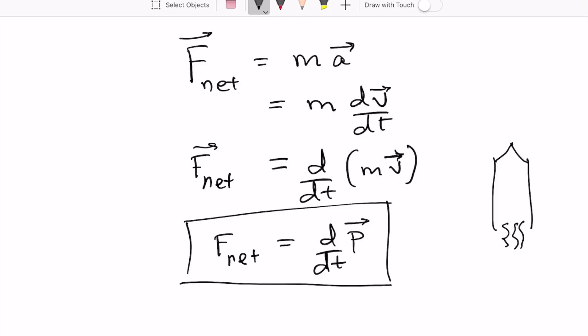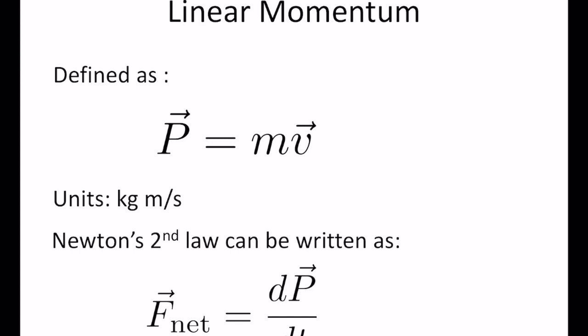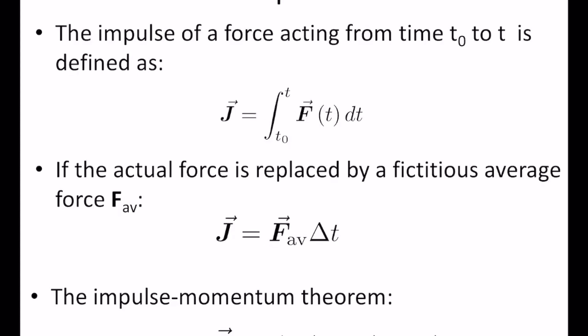All right, now let's define a new concept. So we'll keep coming back to momentum, but let's just learn about a new concept now. And that is the concept of impulse. So the impulse of a force which acts from a time t0 to t is defined like this. The impulse is just the time integral of the force over the period of time that it acts. Right? What's an example of this?